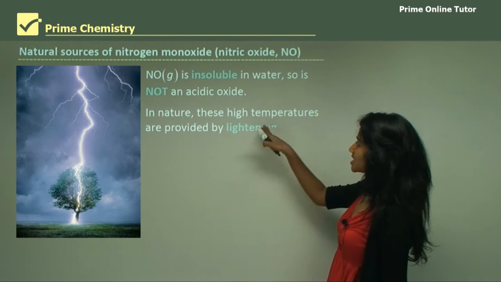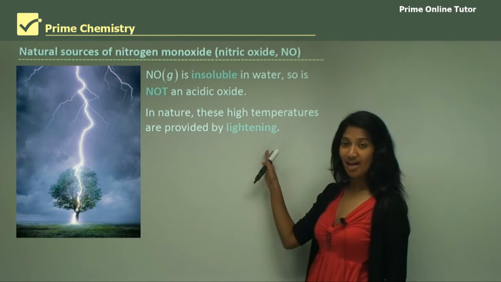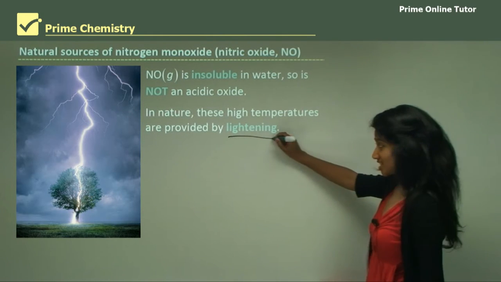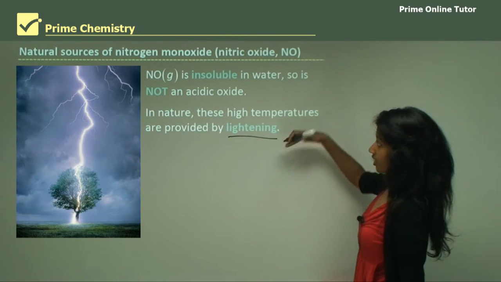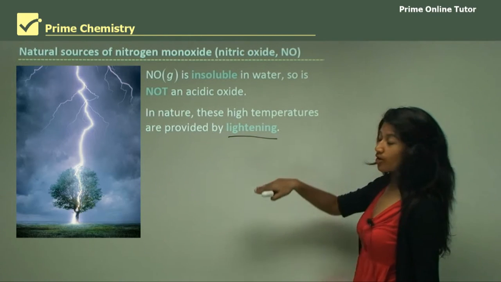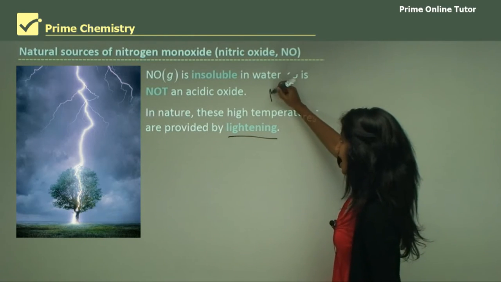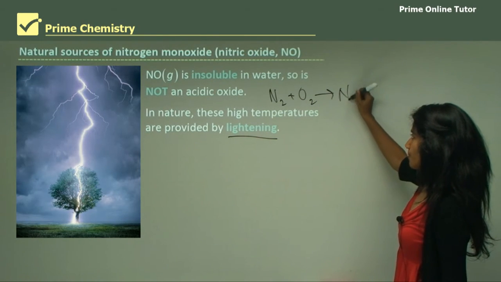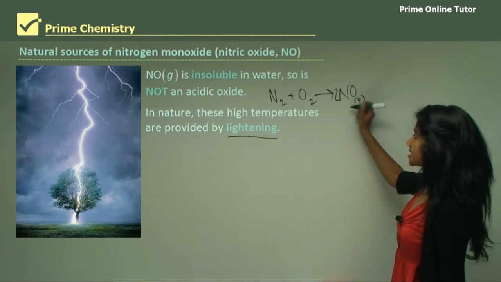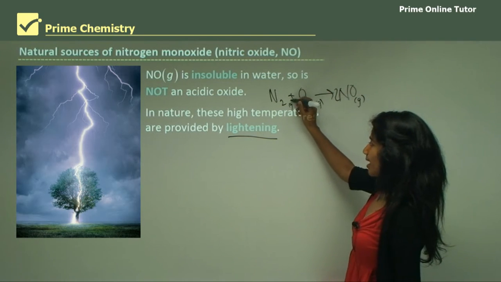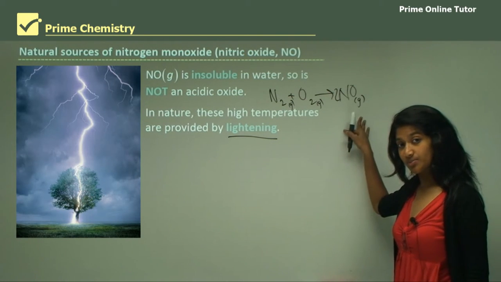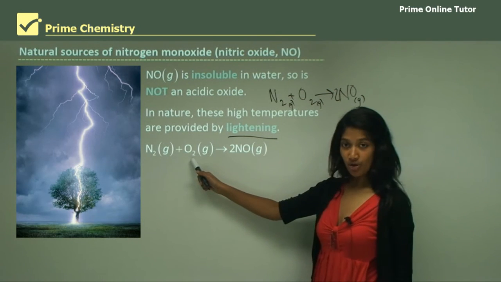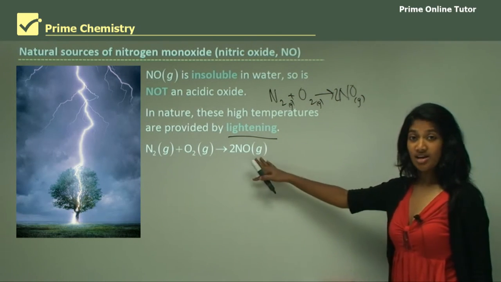In nature, these high temperatures are provided by lightning. Now we're looking at natural sources. So lightning is a natural source. The reaction we just did before of N2 plus O2 giving NO is usually catalyzed by lightning when it's produced as a natural source. So here we have N2 reacting with O2 to give nitric oxide.